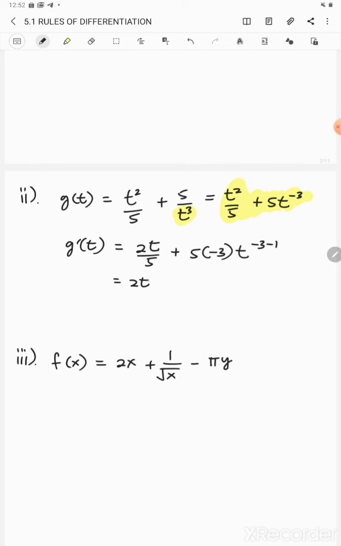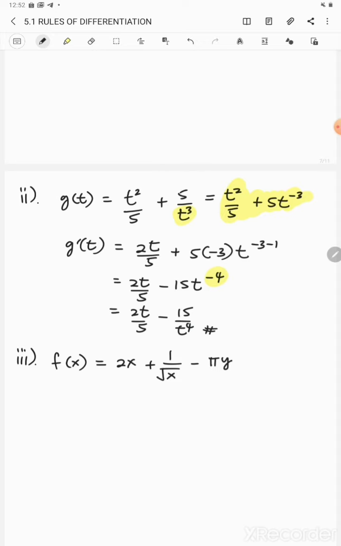So next step, 2t over 5 plus 5 multiplied by negative 3, so we get negative 15t to the power of negative 4. For the negative 4, you have to bring it down, so the final answer is 2t over 5 minus 15 over t to the power of 4. Okay, this is the final answer.